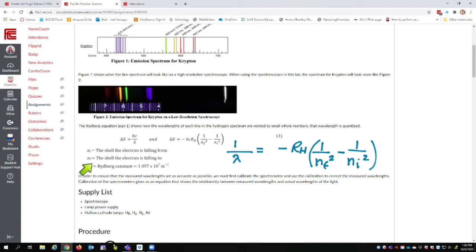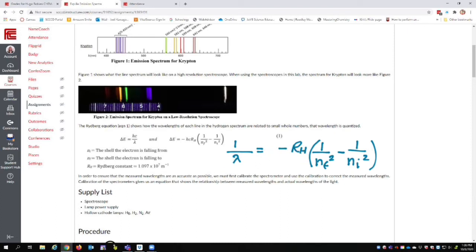Nf is the shell that the electron is falling to, the one it's going to, the final one. So this is going to be a smaller number. Ni is the initial shell, the one that it is coming from. So that's going to be the higher number. And those are going to be integers like 1, 2, 3, 4, etc. This is the wavelength, and this is the Rydberg constant.